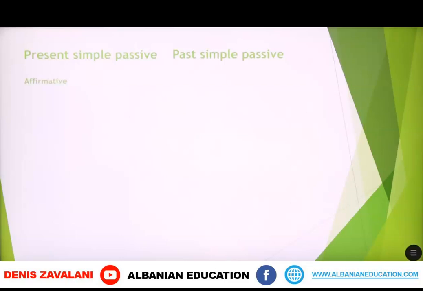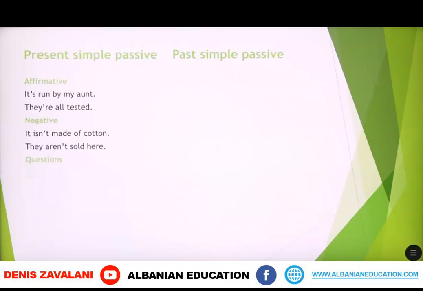The affirmative form, the order of the affirmative form should be like this. It's run by my aunt. They're all tested. The negative form. It isn't made of cotton. They aren't sold here. So whenever we use the negative form, we should add the negative "not", of course.